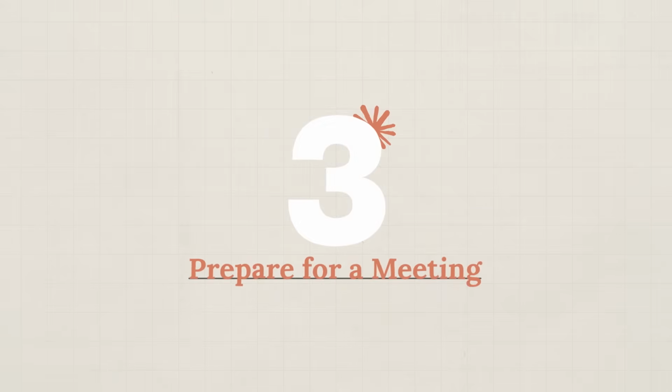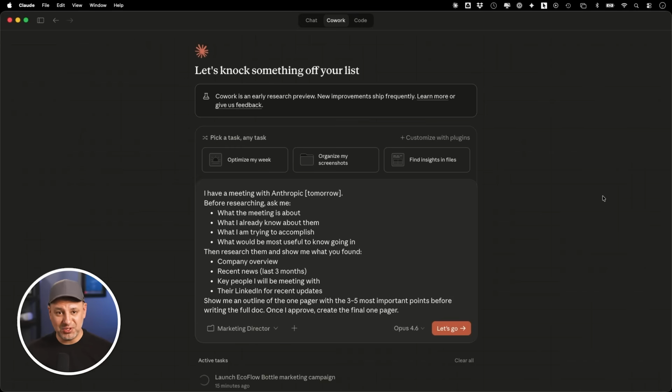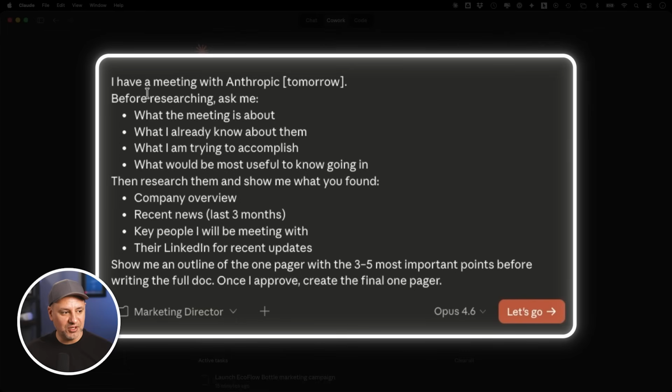The next use case is actually using Claude Cowork to help you prepare for a meeting, something that comes up all the time. I've already been using different AI tools to help me with this, but this actually takes it to the next level. So here's the prompt I'm going to use for this. I have a meeting with, you'll type in the company name and the date here. I put Anthropic here as just a demo. I actually don't work with them, but I like to work with them.